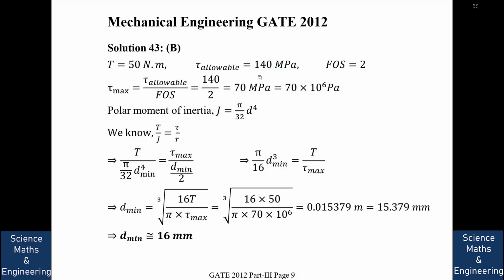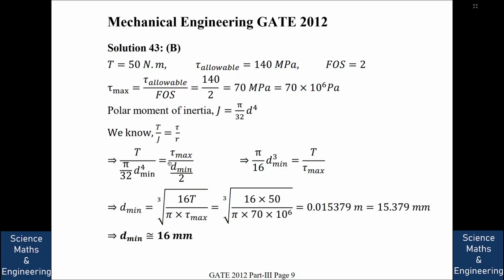This tau allowable is what the material can withstand, but tau max, that is the maximum that we can provide, is tau allowable divided by factor of safety, that would be 70 megapascal. Okay. Now polar moment of inertia J for this rod would be pi by 32 into d to the power 4. Okay. Next, T by J is equal to tau by R. This is the relation that we have. So from here we get T divided by J, we already know pi by 32 into d to the power 4. Okay, and this d would be d minimum then.